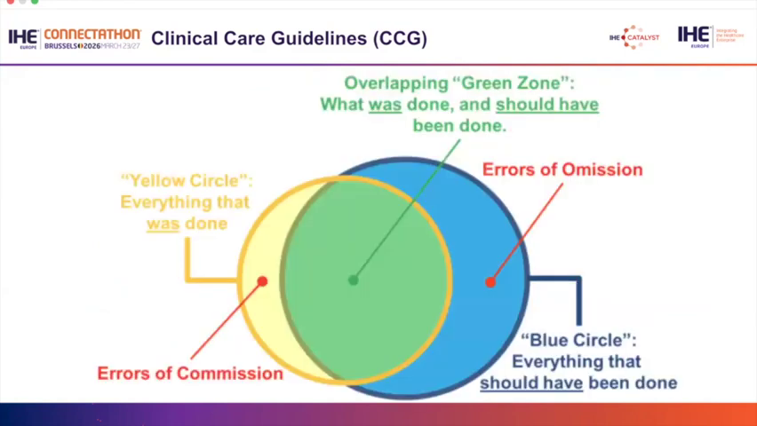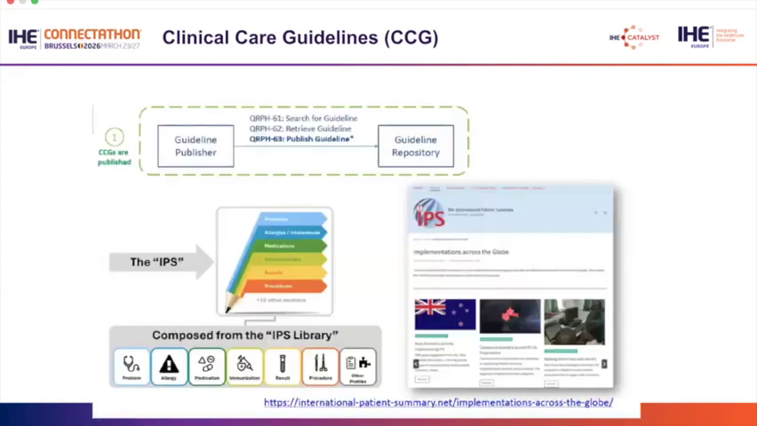Some of the fundamental concept here, why we need the automation of clinical care guidelines. We need to try to improve care, overlapping this green zone. This green zone is really what was done, what should have been done, so you were in compliance with the clinical care guidelines. And there are things that were done that perhaps weren't part of the guideline. That would be errors of commission. Those things that should have been done that weren't are errors of omission. And so this profile is intended to address those aspects. Next slide, please.